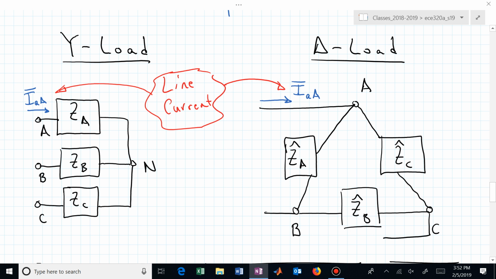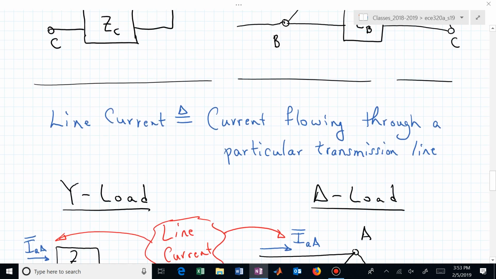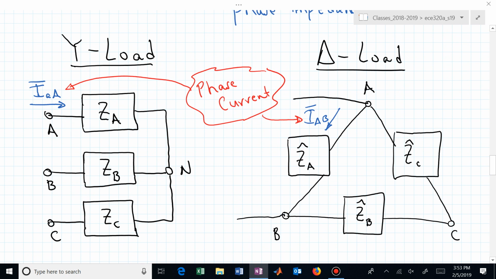But in this class, what do you have to remember? You're dealing with vectors or you're dealing with phasors. It's not just magnitudes. It's not just numbers. It's magnitude and an angle. You have to add them vectorially. That's the line current. In this case, the line current for the Y load is the same as the phase current in the Y load. That's not true for delta loads.